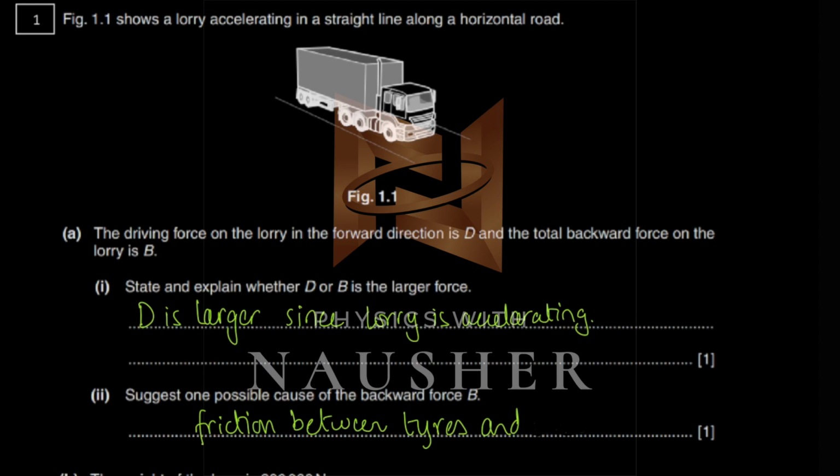Now state and explain whether D or B is the larger force. D is larger since the object is accelerating, as clearly mentioned in the question. One possible cause of the backward force could be friction between the tires and the road. You could even mention air resistance.